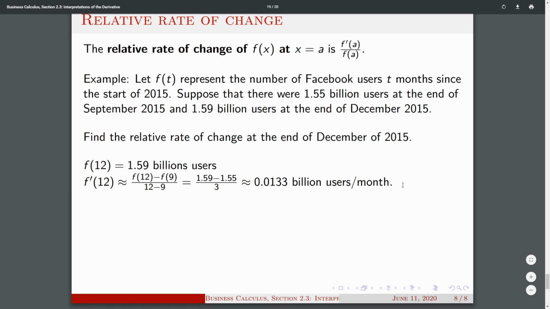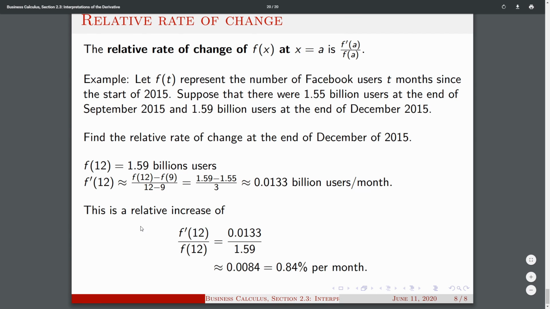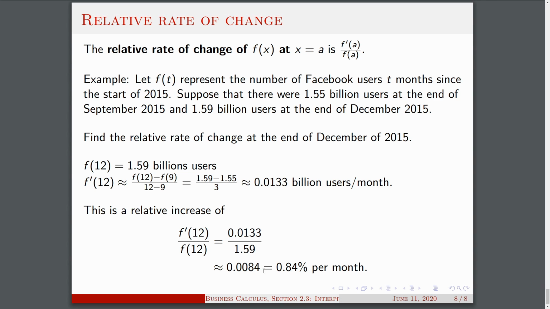So then, if I just plug those in my formula there, I have the relative rate of change, f prime of 12 over f of 12, and I just plug those in, and I got 0.0084, and I can write that as a percent if I move the decimal two places, so that's 0.84% per month. All right, that's that.